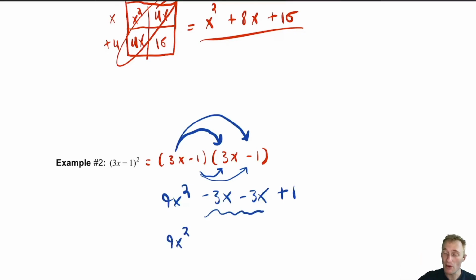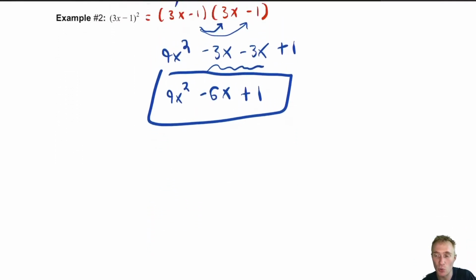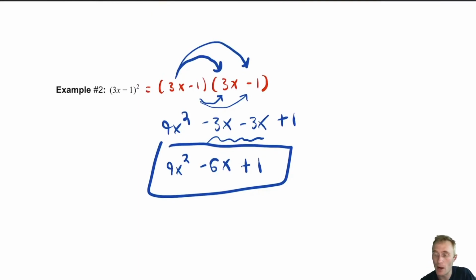If you owe me $3 and someone else owes me $3, together you owe me, that's what negative means, together you owe me $6, which is why those combine to make negative 6x plus 1. There you go. That is how you would square a polynomial. Last reminder, your choice, whether or not you want to use distribution or box method. Typically, the larger the problem gets, the more useful the box method will be.